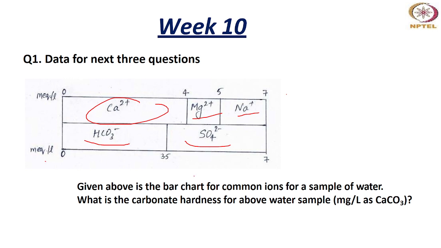So from this bar chart diagram, you can find out the concentration of common ions present in the sample of water. At the end, you have to calculate the carbonate hardness for this water sample. But be careful, this unit should be in mg per liter as CaCO3, not in milliequivalent per liter.